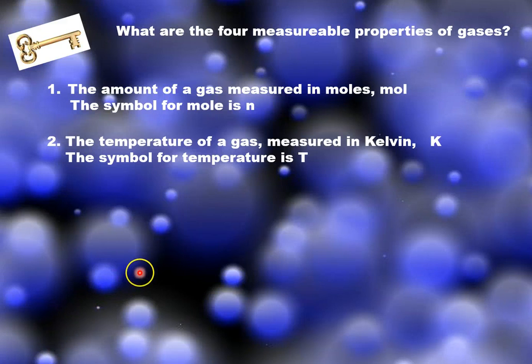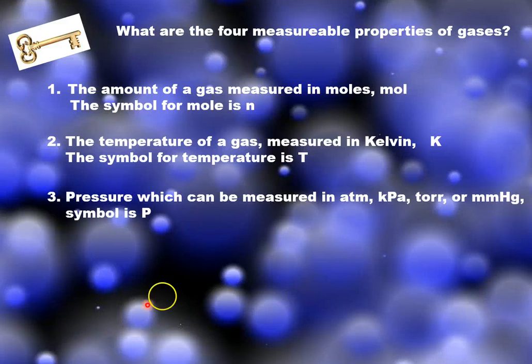The second measurable property is the temperature of a gas. Now the temperature of gases are always measured in Kelvin because we have direct relationships with Kelvin rather than Celsius temperature. The symbol for Kelvin is a capital K, and the symbol that we are going to use in equations is a capital T for Kelvin. If it's a lowercase t, then that would be degrees Celsius, but we always use Kelvin, and that's something that you need to make sure that you do every single time. If you have temperature in Celsius, you have to convert it to the temperature in Kelvin.